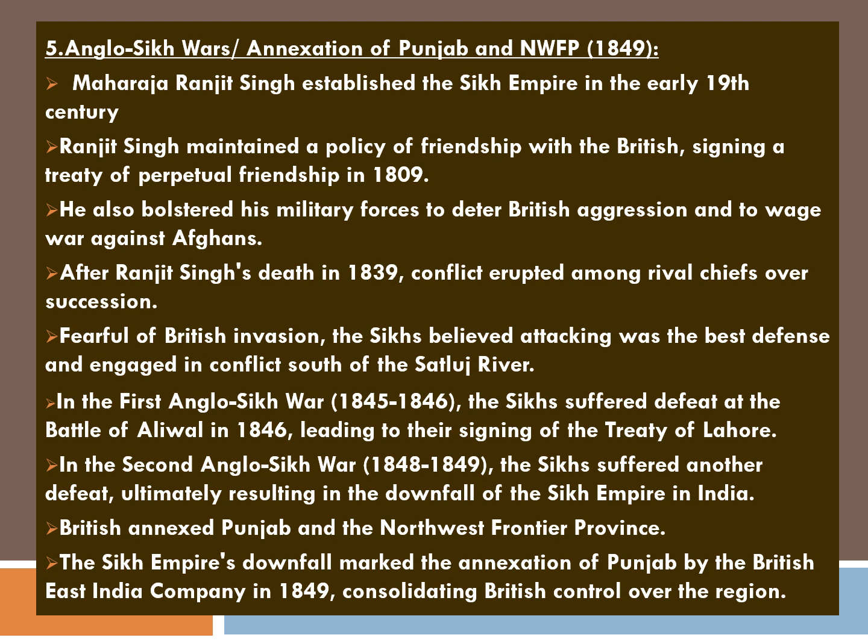In the Second Anglo-Sikh War, the Sikhs suffered another defeat, ultimately resulting in the downfall of the Sikh Empire in India. The British annexed Punjab and the Northwest Frontier Province. The Sikh Empire's downfall marked the annexation of Punjab by the British East India Company in 1849, consolidating British control over the region.